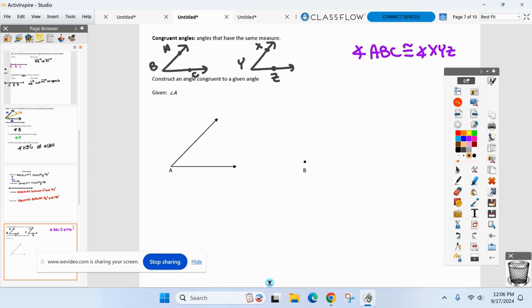And you're going to have special markings on them. You're going to see these arc marks inside the angles. There you go. Arc marks. So going forward, if you see arc marks inside two angles, those have the same measure. They're congruent.